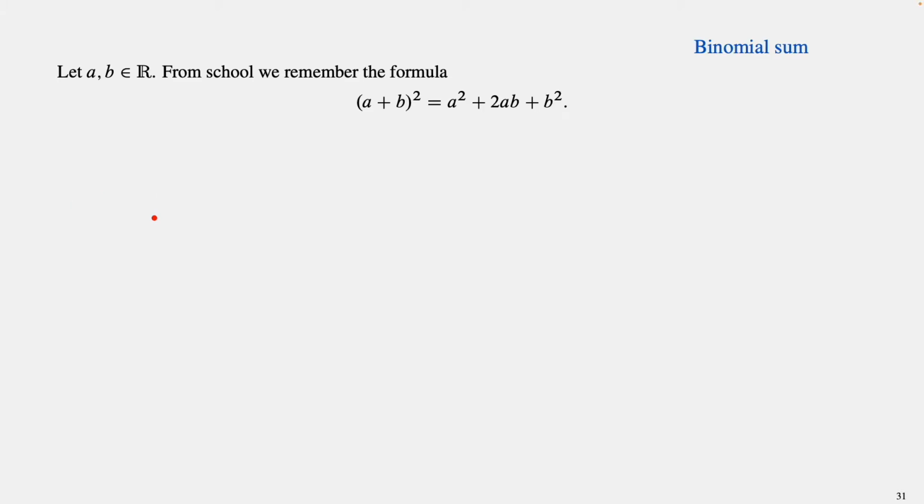Next, we will learn about the binomial sum using some of the combinatorics we have learned before. Now from school you should remember this formula, the binomial formula for the square of the sum of two numbers a and b. So a plus b squared equals a squared plus 2ab plus b squared. And now we're interested in what a formula for higher exponents in the natural numbers would look like. So can we get a formula for a plus b to the power of n?